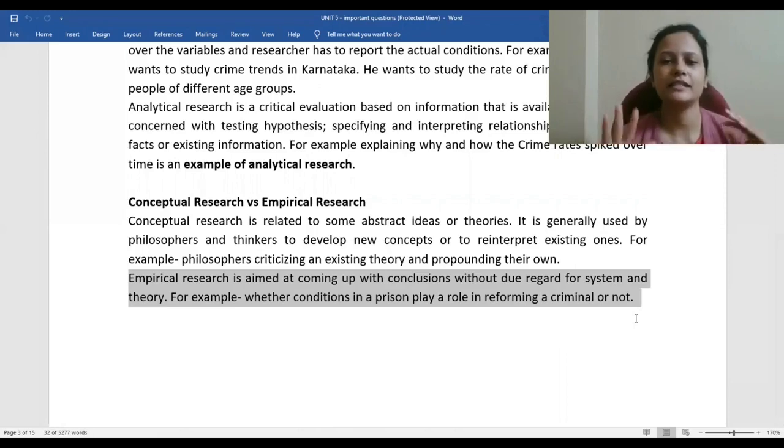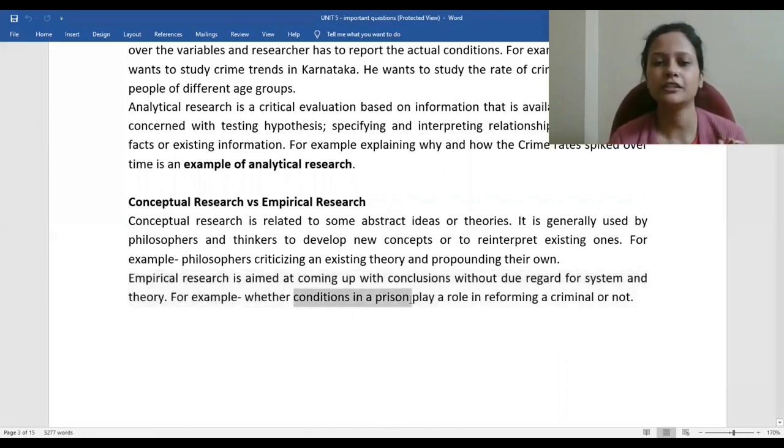Or I visited the jails in Karnataka because I wanted to figure out the conditions of inmates in prison. Are they treated properly? Are they getting the necessary rights or not? Are they getting the minimum requirements or not? For that, I visited all the prisons in Karnataka.